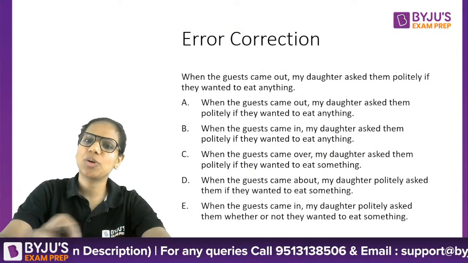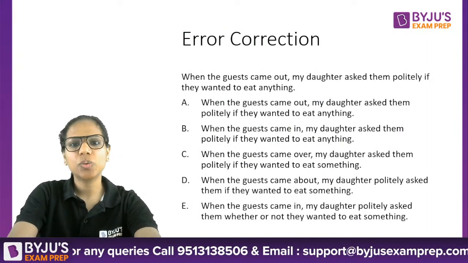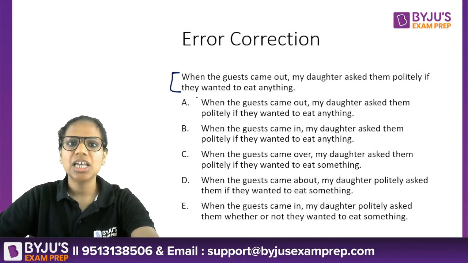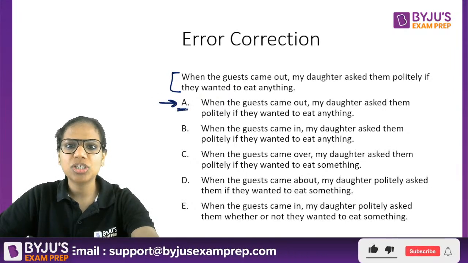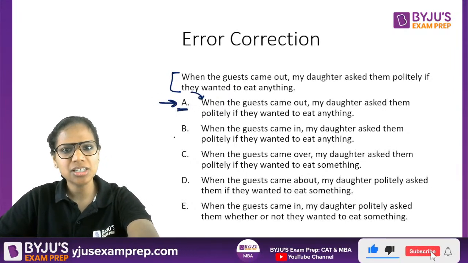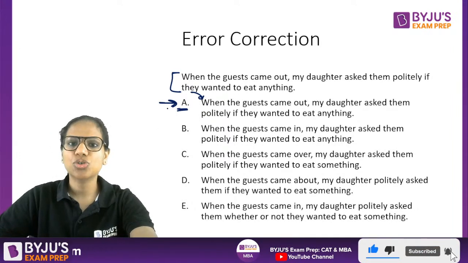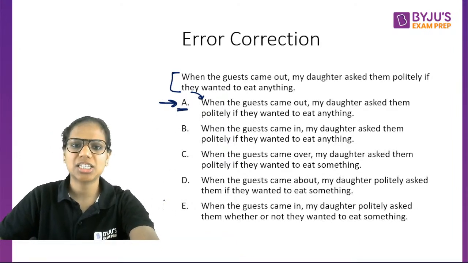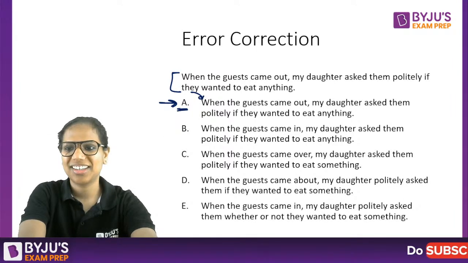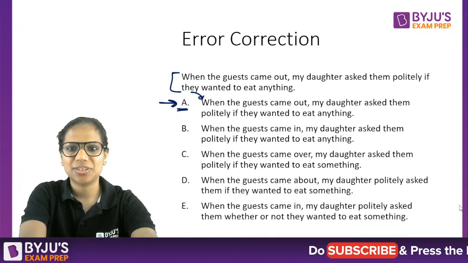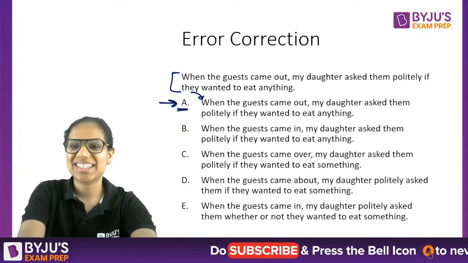And now the last question type, error correction. So let's quickly see these two sentences. The first option is just a repetition of the original sentence. The other four are different. So you have to tell me which sentence here is correct, which option. All right, let's see. Fastest fingers first.